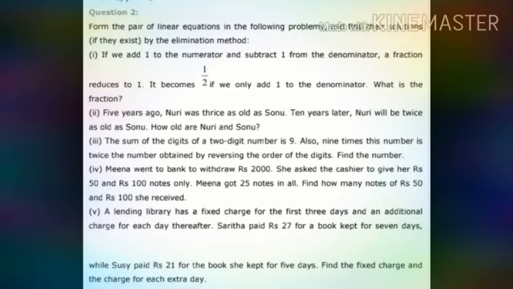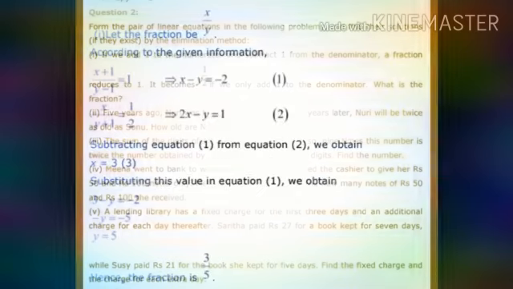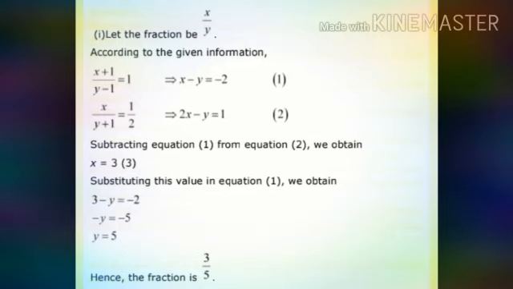It reduces to 1, that is, the overall answer is 1, that is x plus 1 upon y minus 1 is equal to 1. Similarly, the second equation we will form from x upon y, in which we only add 1 to the denominator, that is x upon y plus 1 is equal to 1 upon 2. So in this way, now see the solution.